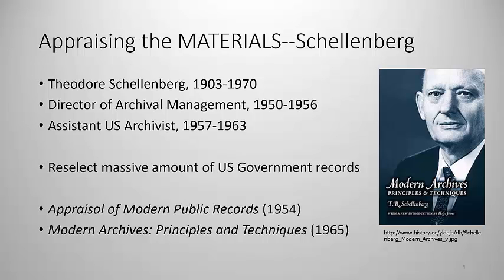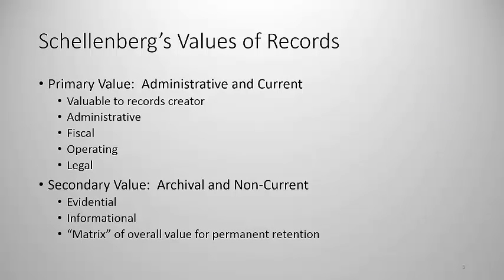And all of this material had to be appraised as to whether it belonged in the archives permanently, subject to reselection later on, or whether it would be disposed of permanently in some way that was impossible to fix if you decided you made the wrong decision. So what did Schellenberg come up with? He came up with a schema of values for records in which he considered the records to have a primary value and a secondary value.